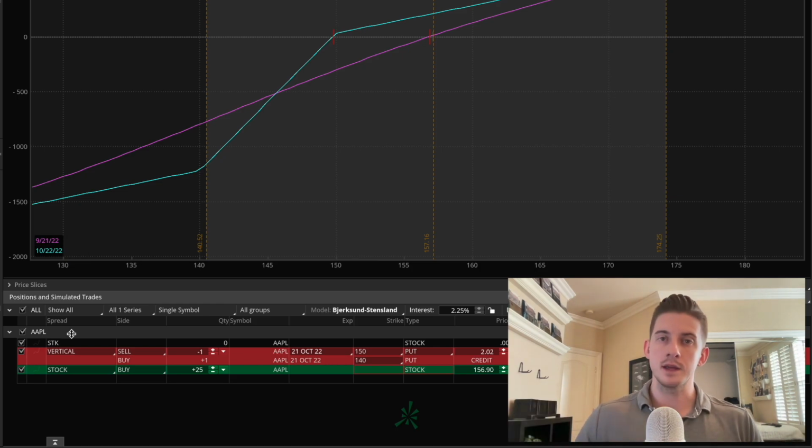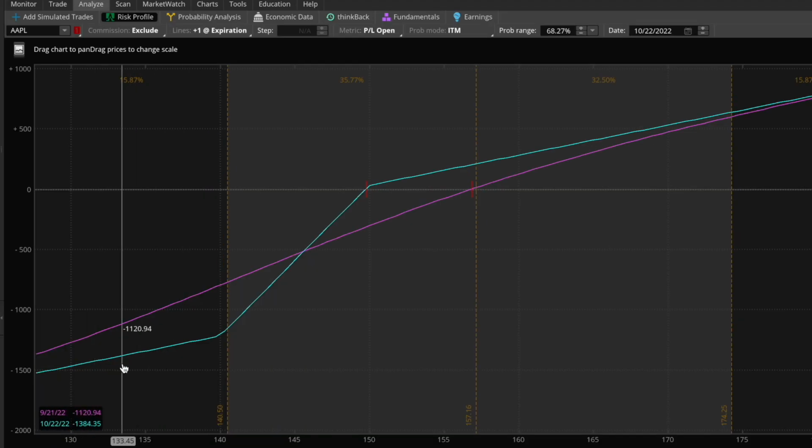But now moving on here, what about the actual probabilities of these kinds of things actually playing out? I mean, looking at the chart here, if Apple were to fall down to a price of $130 by the expiration date, you would lose a lot of money, about $1,500. Now, of course, that might seem pretty scary, but the actual chance of Apple falling all the way down to this price level is pretty darn small.